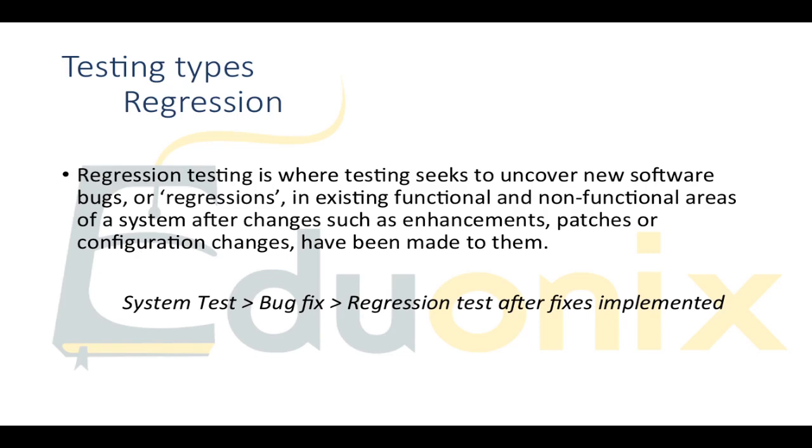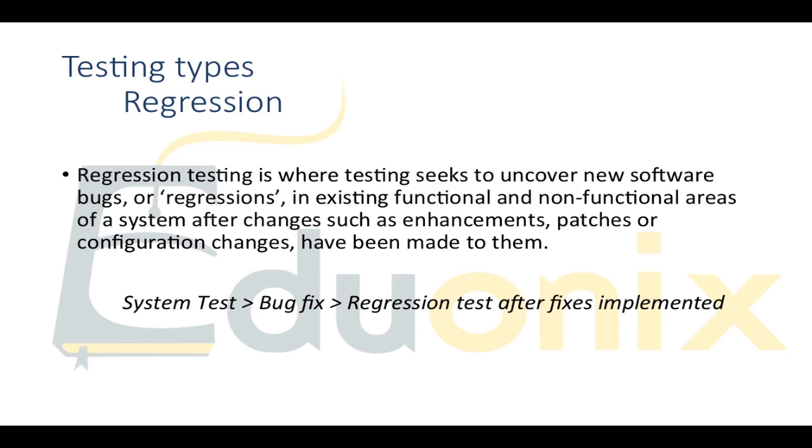Now, regression testing. Regression testing is a type of testing that seeks to uncover new software bugs or regressions in existing functional and non-functional areas of a system after changes such as enhancements, patches, or config changes have been made to them. Regression testing might take place after a particular new addition has been unit tested and then integration tested, and then the entire system has to be regression tested to make sure it hasn't caused any other issues.